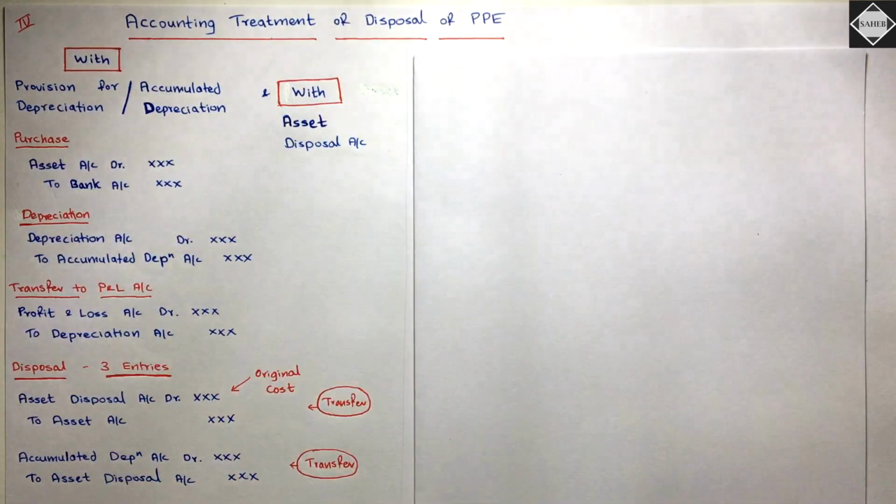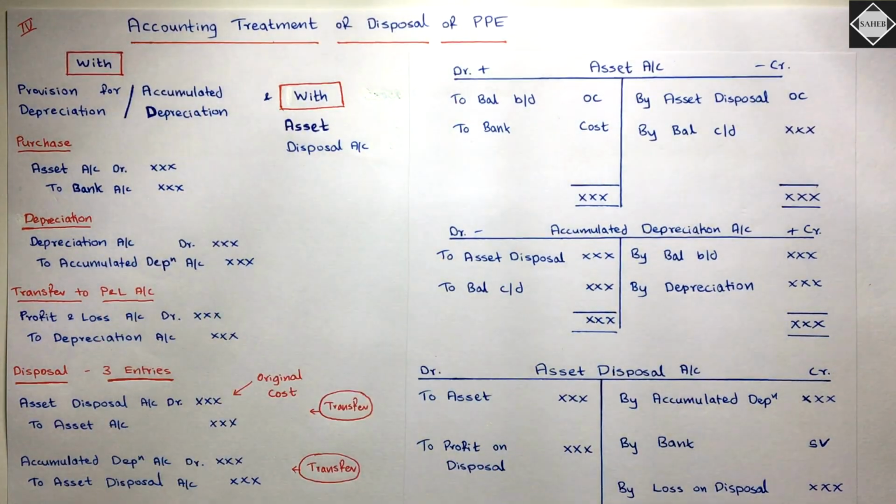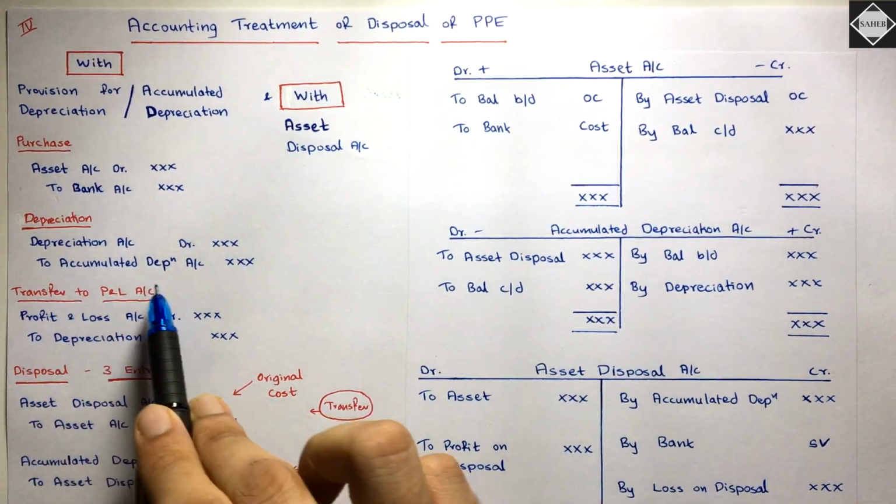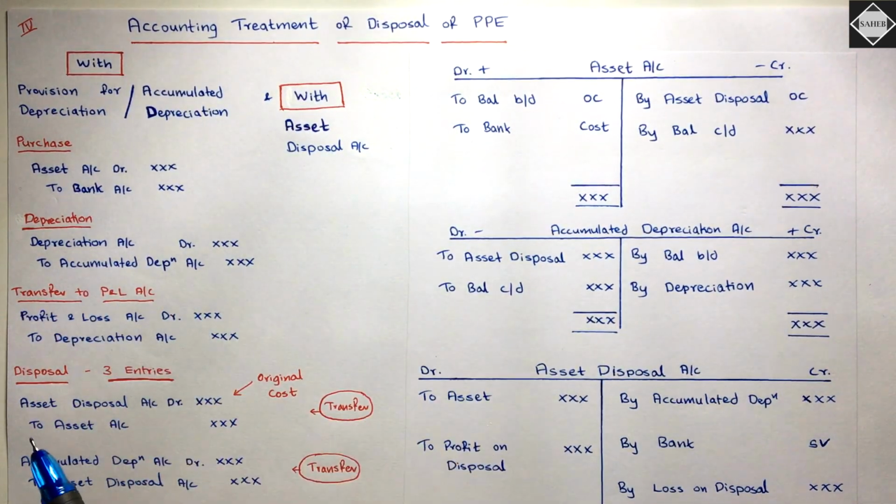Let's understand the journal entries now. Here first we have the purchase journal entry, which is exactly the same, no difference at all. Asset account debit to bank account. And then we have the depreciation journal entry. That's also exactly the same. When we maintain the provision, we credit accumulated depreciation or provision for depreciation, isn't it?